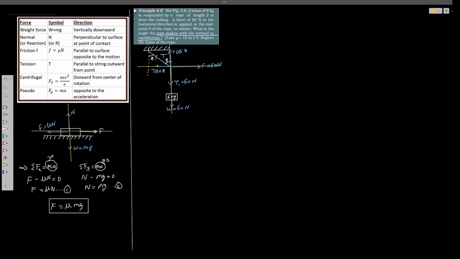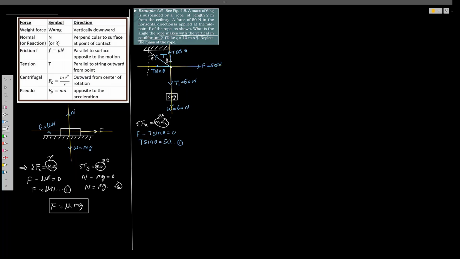Yeah? Now let's go for equilibrium. That means sigma Fx is equal to m ax, which is 0. So let's consider forces which are in horizontal direction. Which forces are in horizontal direction? F and T sin theta. F is in positive x-axis. That's why it will be positive. And T sin theta is in the negative direction, so that will be F minus T sin theta is equal to 0. So here we get T sin theta is equal to F, which is equal to 50 Newton. This is your first equation.